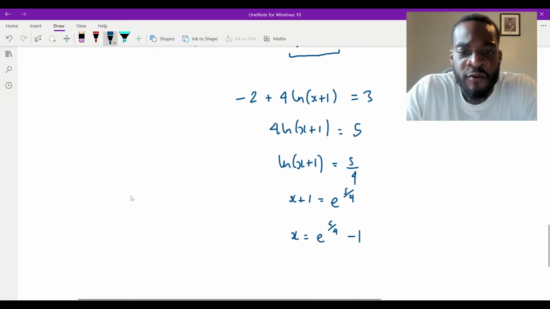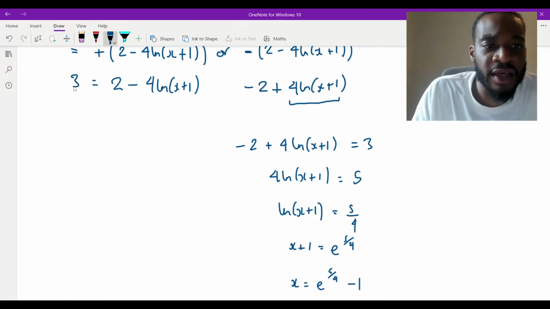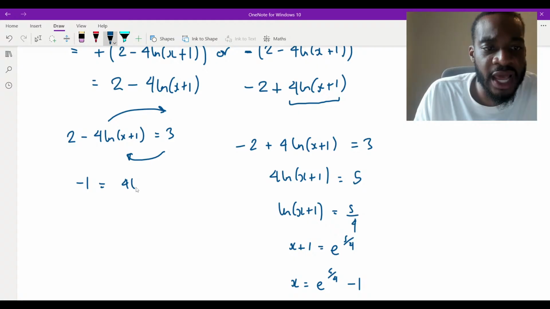Anyways, we've got that critical value. Let's make this one equal to 3 and solve it. Let me do it underneath so it's super clear. 2 minus 4 ln of x plus 1 is equal to 3. Moving that there and that there, 2 minus 3 is minus 1, which equals 4 ln of x plus 1. Divide by 4, it's going to be minus a quarter.